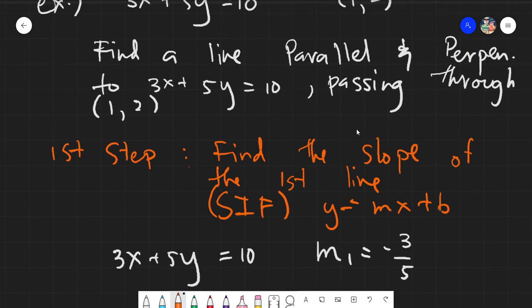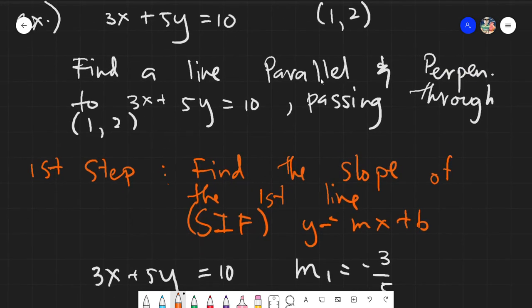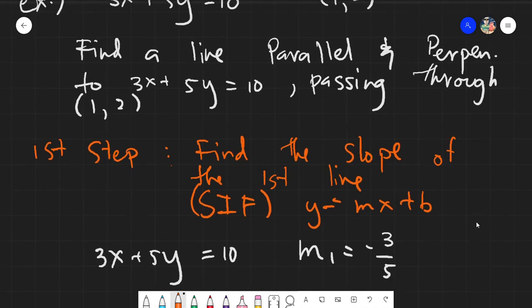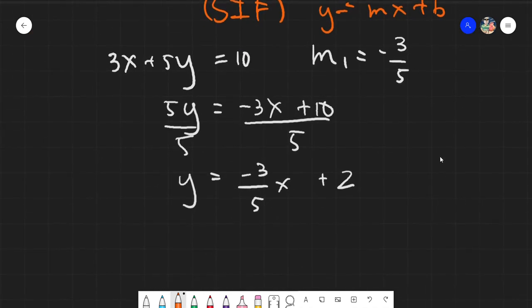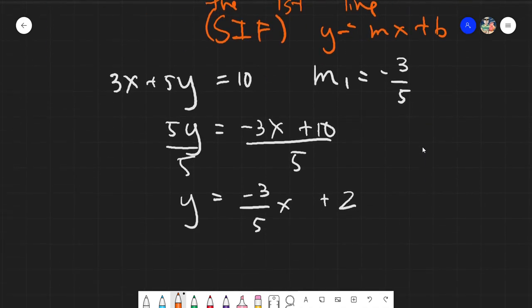What do we need? We need to get the line that is parallel and perpendicular. Now, what we need to do is use the slope-intercept form. Wait, not slope-intercept. It's point-slope form. So, we need to use the point-slope form. So, let's go to the second step.